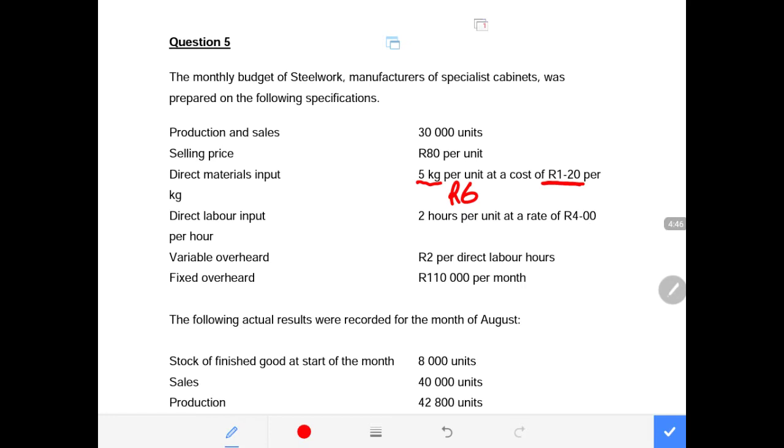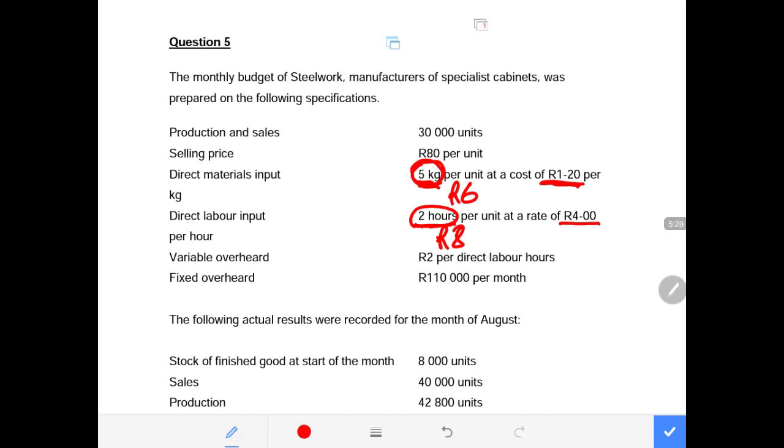Then now we have direct labor input, which is 2 hours. That means it takes 2 hours for the employees to complete 1 unit. And remember, they use 5 kgs of material to complete 1 unit, and those 5 kgs, each of them is bought at 120 cents. I want to remind you, these two are different. Now, laborers take 2 hours to complete 1 unit, and employees are paid 4 rand per hour. That means the cost of labor to complete 1 unit will be 8 rand.